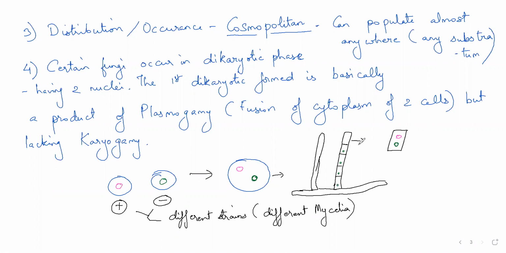And this happens only in septate fungi. This phase is known as the dikaryotic phase. What do we call this phase? Dikaryotic phase, of the septate fungi.